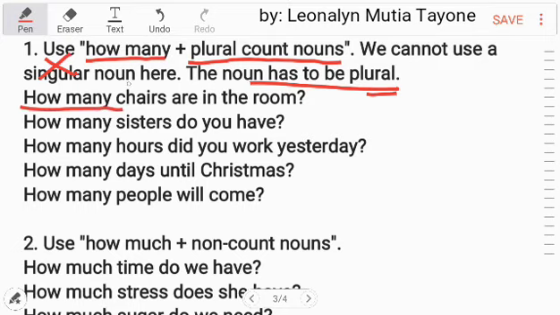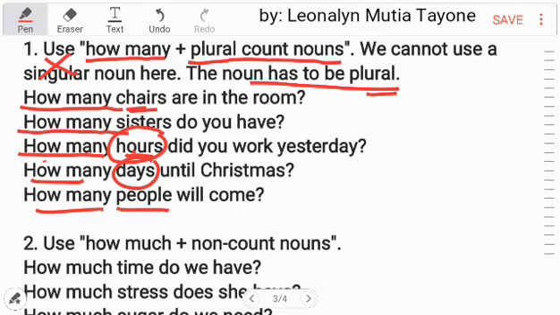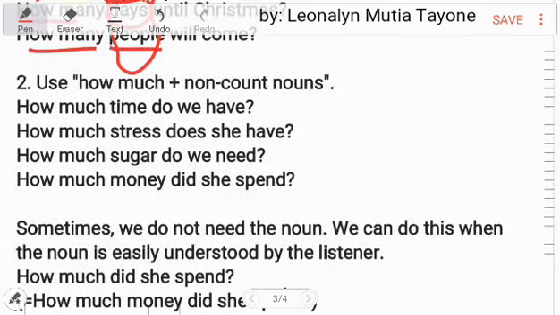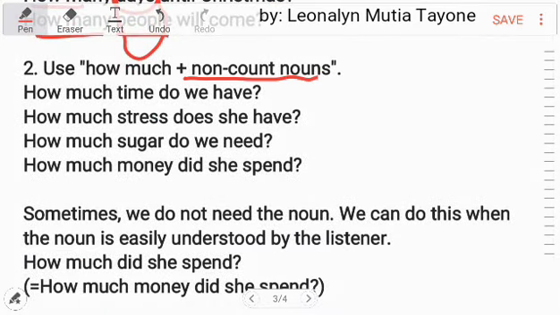How many chairs are in the room? Pwede mo namang sagutin na we only have 1 chair. Yun yung masagot mo in singular as singular. How many sisters do you have? How many hours? Kapag time yan, how much time? How many hours did you work yesterday? How many days until Christmas? How many people will come? These are countable nouns.